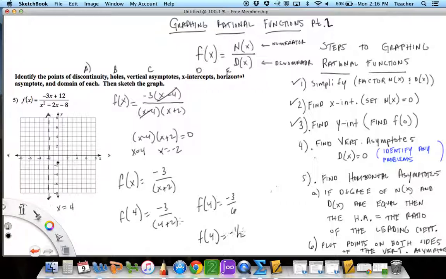or negative 1/2. Okay, so my hole exists at 4 and negative 1/2, my mistake. So at negative 1/2, I'm going to have a hole that exists there. Okay, this is very important.